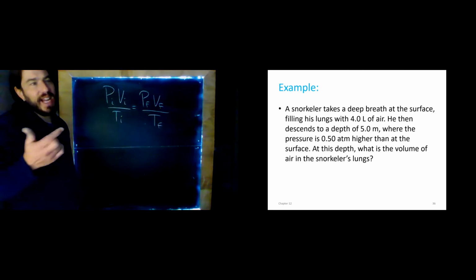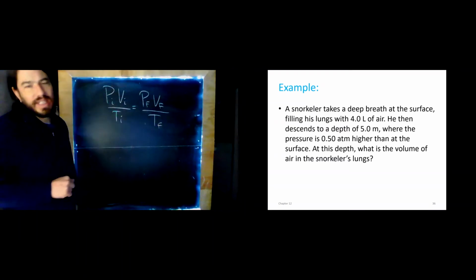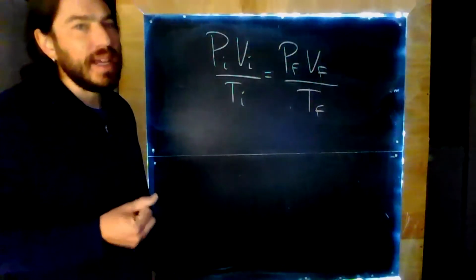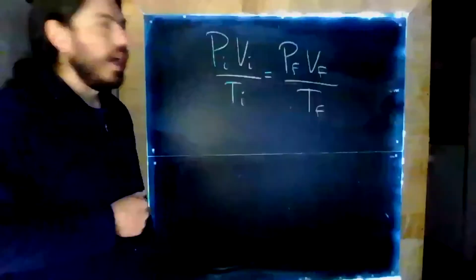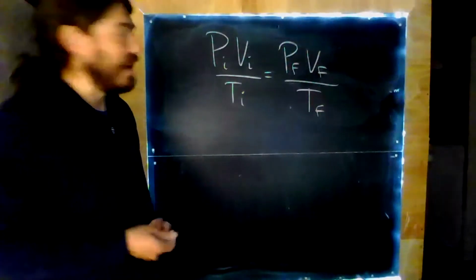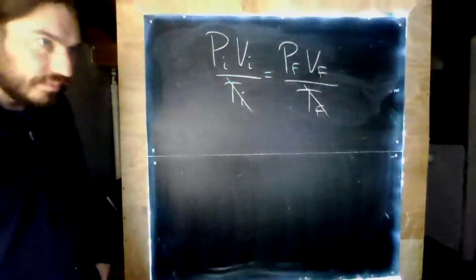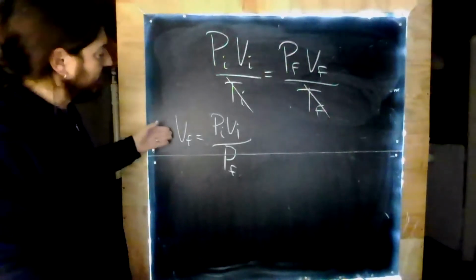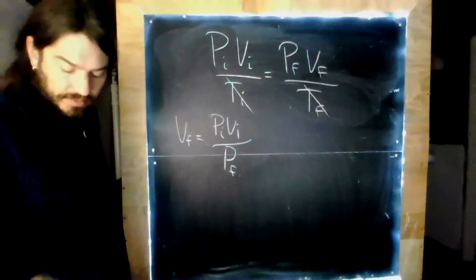Well, if we assume that air very quickly comes to body temperature, and that 4 liters is at body temperature, let's make that assumption, because I don't know how we can solve it if we don't. In which case the temperature just stays the same as he goes down. Okay, so my temperature stays the same, so those cancel. So solving for V final, we get V initial over P final.